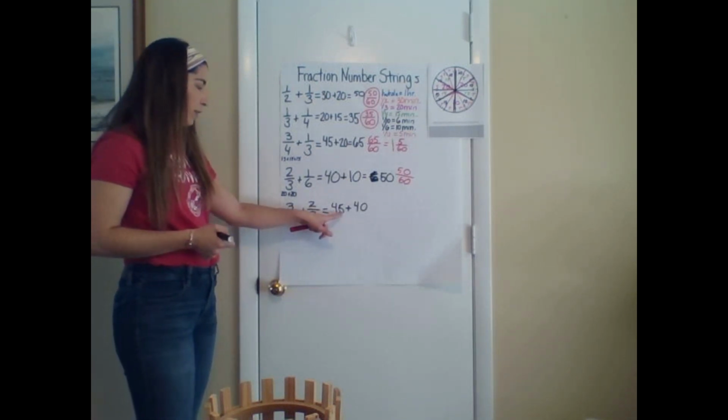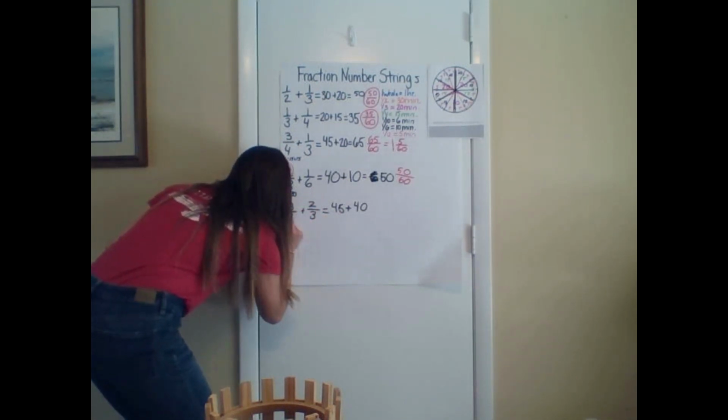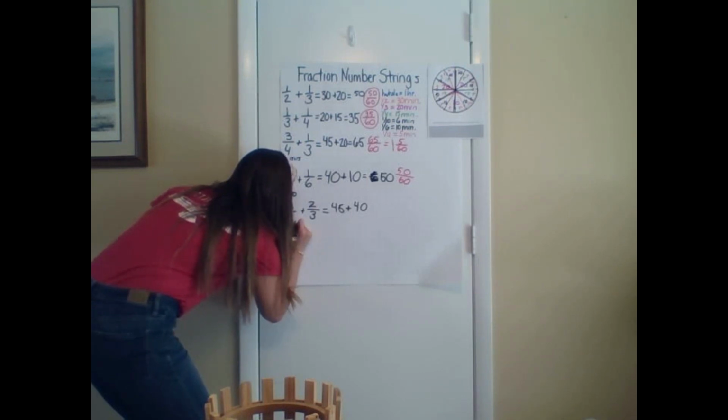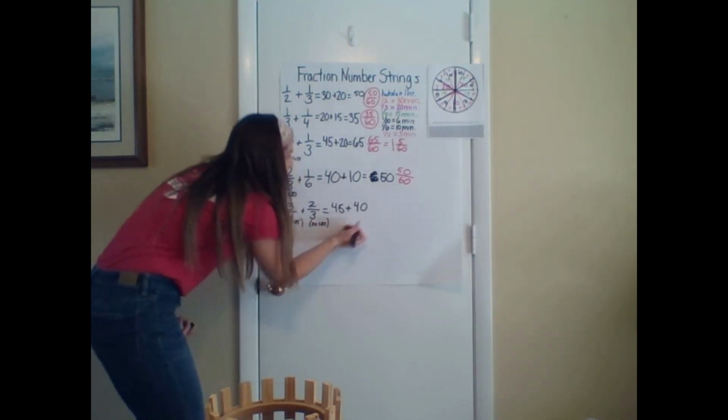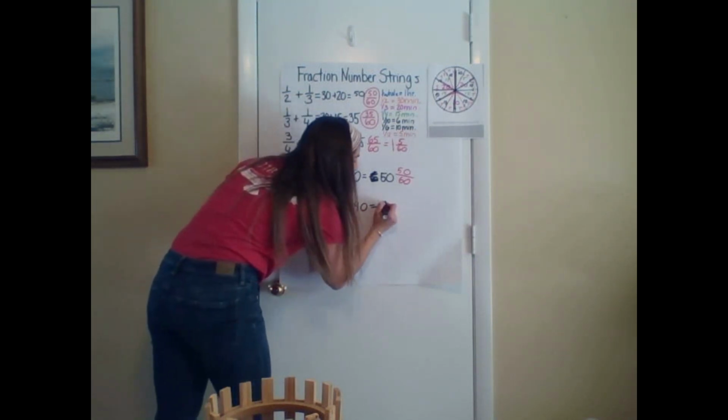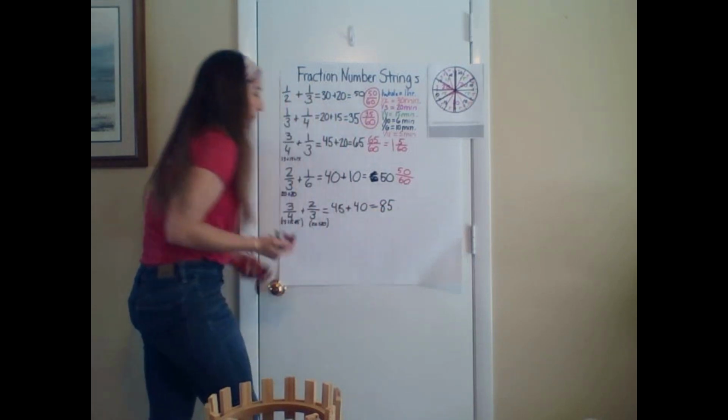3/4 is equivalent to 45, so that's 15. I forgot to write that in. 15 plus 15 plus 15. And 2/3 is 20 plus 20. So that is going to equal 85.